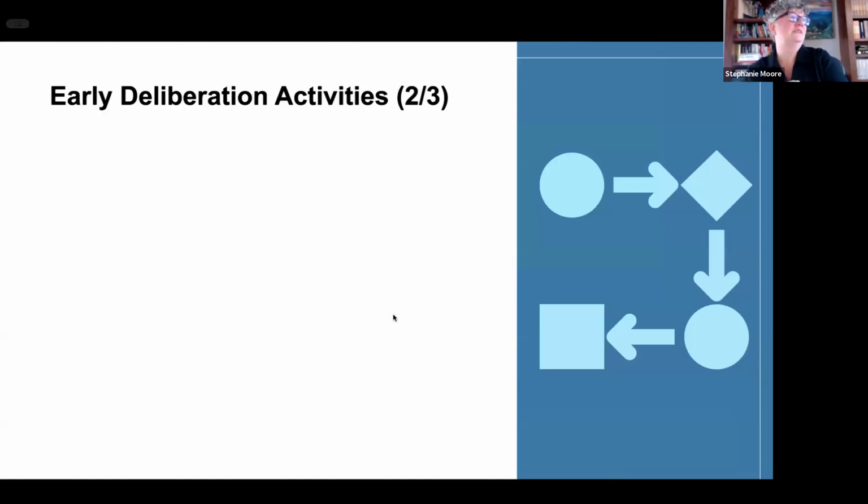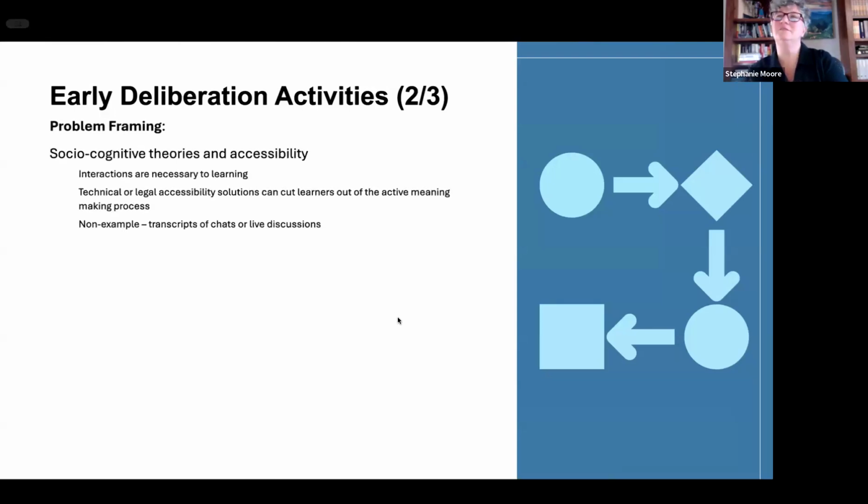So some early deliberation activities, go ahead. I'm going to keep toying with this idea of reframing accessibility a little bit. So if we bring in socio-cognitive theories, right, where now we're starting to think about social aspects of learning, interactions are necessary to learning, technical or legal accessibility solutions can actually cut learners out of that active meaning-making process.